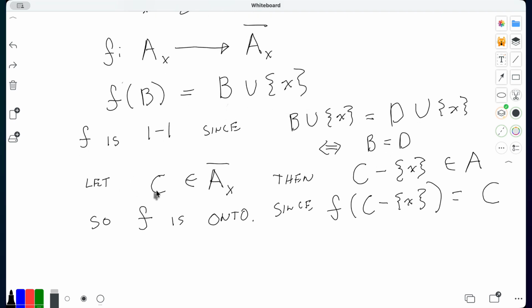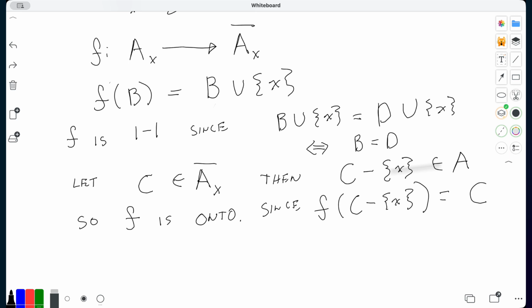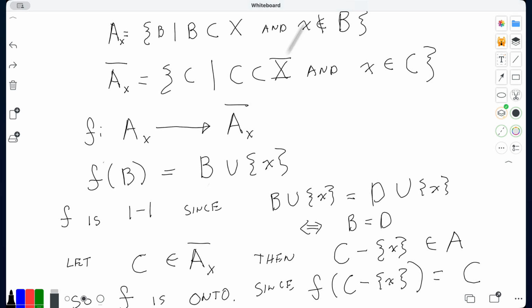Now for onto, let C be an element of this set. Then if I consider the set C minus the element x, that is now an element of A sub x. Sorry, let me change that. Oops, let me try it again. There should be a little x right there. For some reason, it's not doing anything. So f is onto, since if I take f applied to the set C minus {x}, I get C. That is why we can conclude that those two sets have the same size.